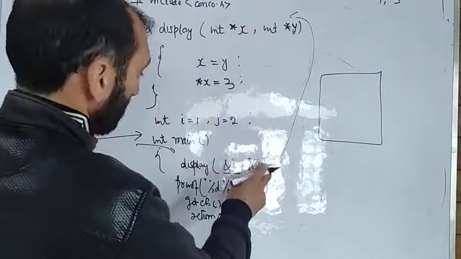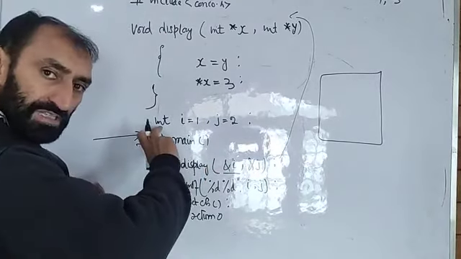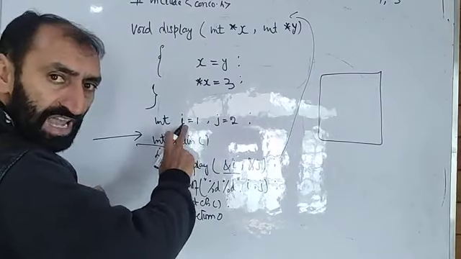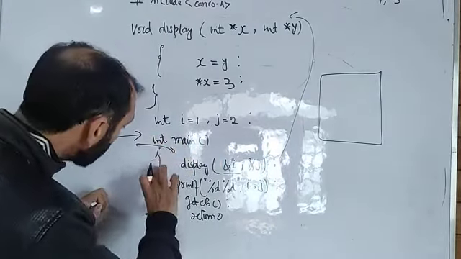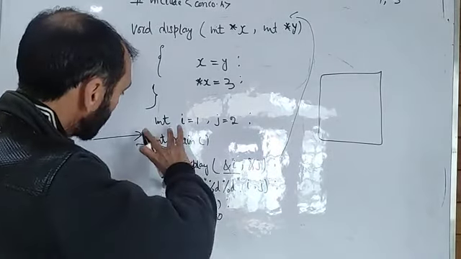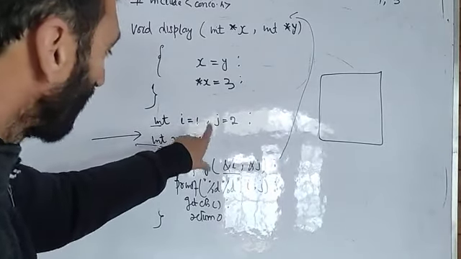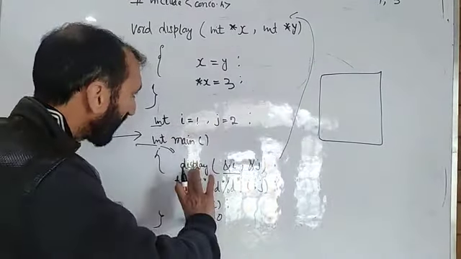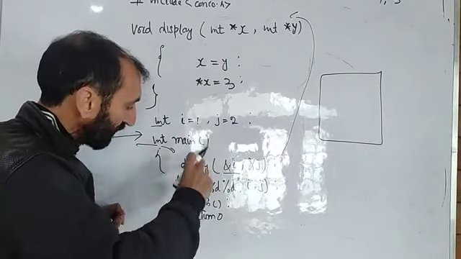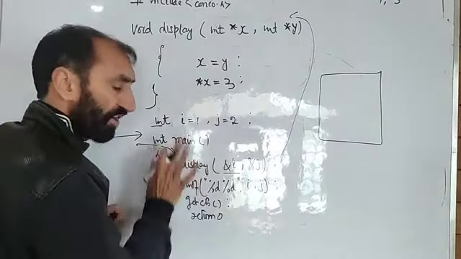But now, here is the display function. Now, the question is, where are I and J? Here, I and J have been declared and initialized outside this main function. I equal to 1, J equal to 2. They do not belong to the main function alone, nor to the display function alone. Neither it belongs to this nor this, but it belongs to both the functions.